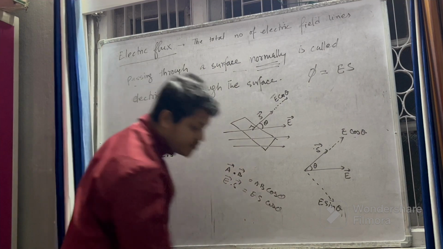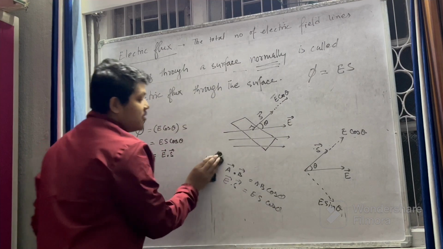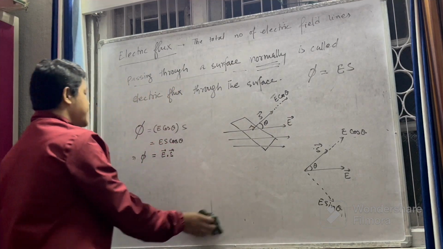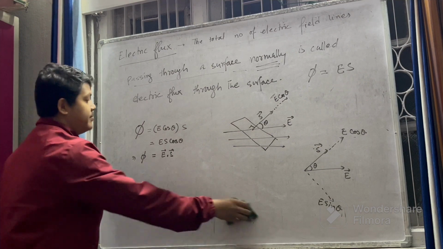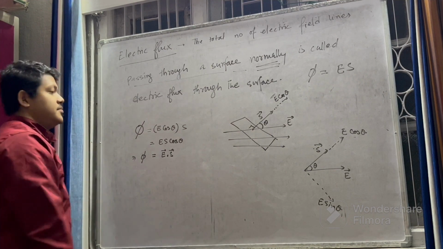Now you see, when will the flux through this surface be maximum and when will it be minimum, maximum and minimum, right?